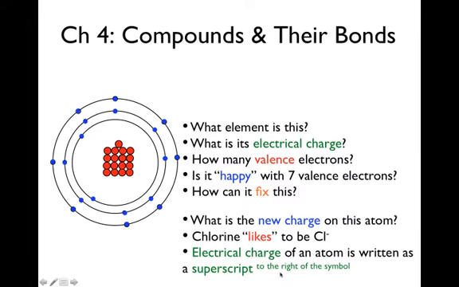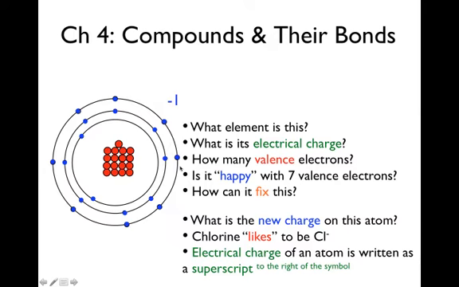So the first thing that I want you to know is that the electrical charge of an atom is usually written as a superscript to the right side of the symbol, and that's what we're doing here. And I want you to realize that chlorine prefers not to be electrically neutral, but chlorine prefers to have an electrical charge of -1. And the reason is that it's trying to fill its outermost shell with electrons. So that's dealing with chlorine.